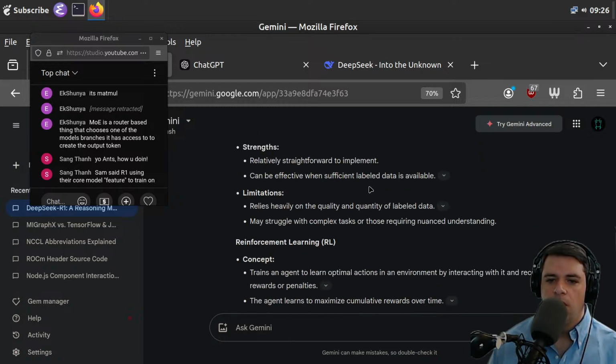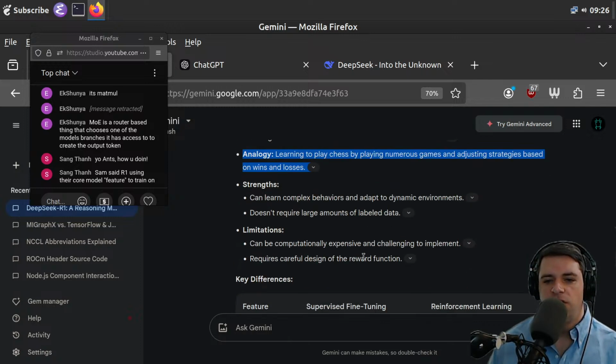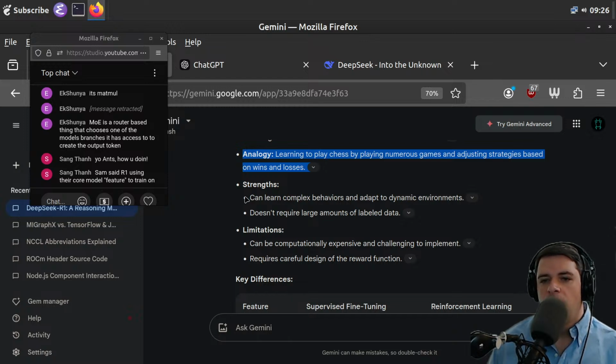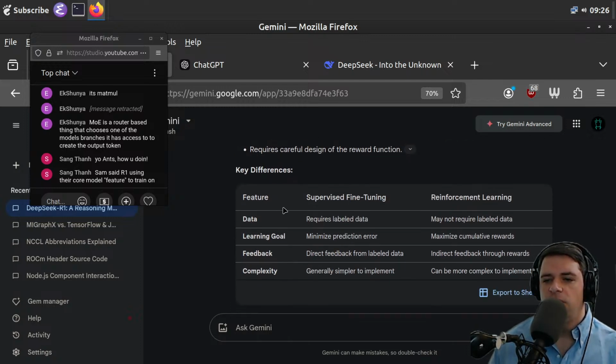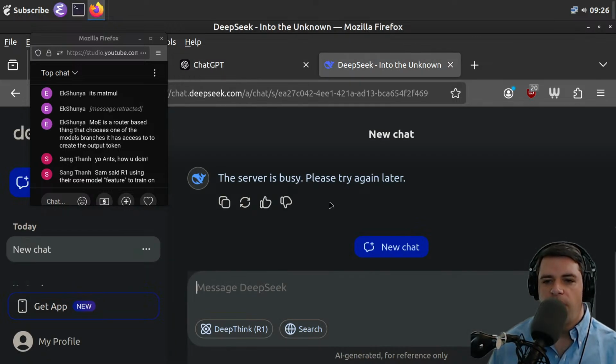And then reinforcement learning trains an agent to learn optimal actions in an environment by interacting with it and receiving rewards and penalties. The agent learns to maximize cumulative rewards over time. It's like learning to play chess by playing numerous games and adjusting strategy based on wins and losses. Okay. So you can learn complex behaviors and adapt to dynamic environments. It doesn't require large amounts of labeled data. It's computationally expensive. I think it's also data hungry. It may not require labeled data, but it does require lots of data, if I remember correctly.